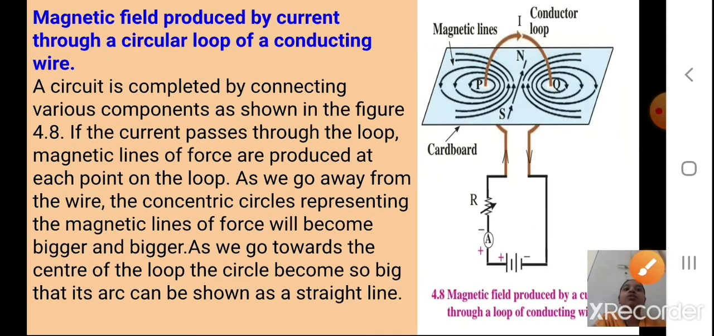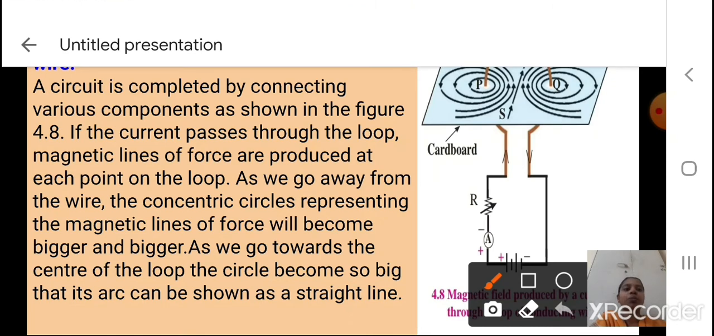Yes. So now the next part after the right hand thumb rule, we'll see the magnetic field produced by the current through a circular loop of conducting wire. In the previous experiment what we saw was that the conductor was held straight. Now what we are going to see is what happens when we make a circular loop of that conducting wire. So we'll see that.